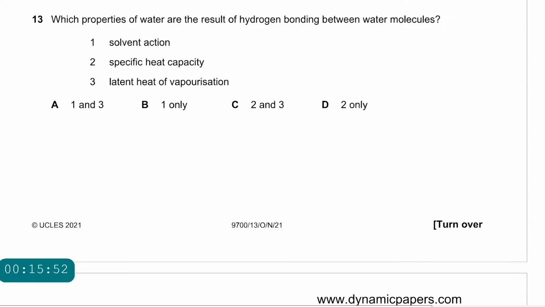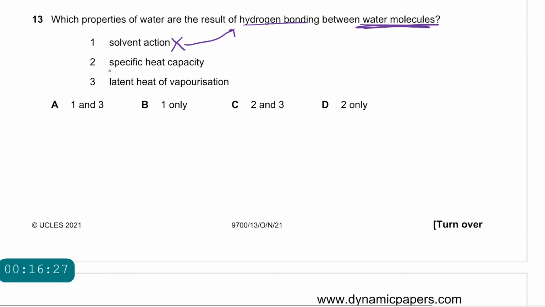13. Which properties of water are the result of hydrogen bonding between water molecules? Okay, the first point, solvent action is actually correct and it is a result of hydrogen bonding. However, it's not between water molecules, it's between solute molecules. Therefore, in this case, it's going to be incorrect because it's not addressing the question.